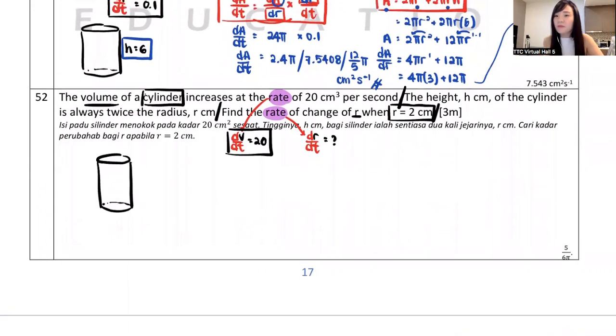Okay, this time, do they tell me the height? No, they never tell me the height is 6 cm, but they do tell me that the height is always twice the radius. From this sentence, what are they trying to tell me?